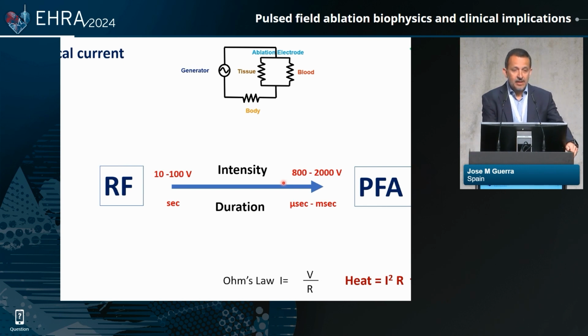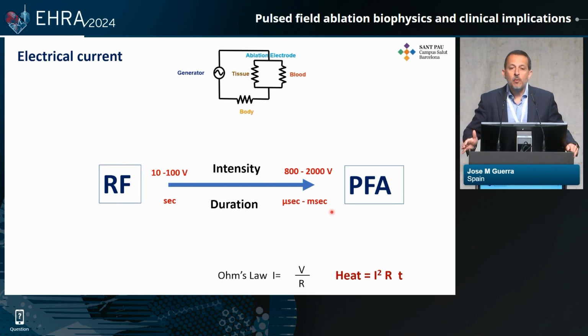The other difference is that with radio frequency, we apply for 30 seconds, 40 seconds, 60 seconds, but when we talk about PFA, we are in the range of milliseconds. And why are we in the range of milliseconds? Because our big enemy in PFA is heat. And the only way to avoid heat, because we don't need heat for anything in PFA, is just using very, very short times.